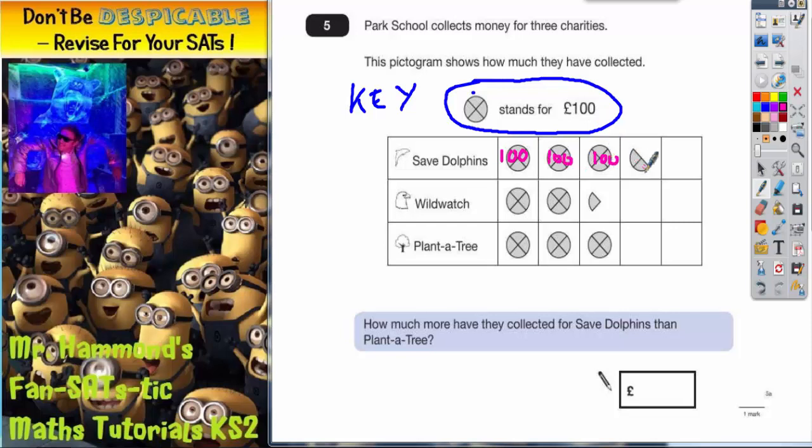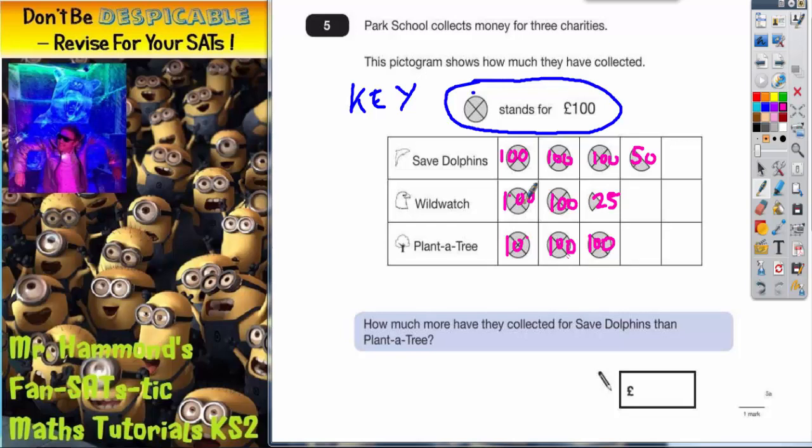This is half a circle, so it must be half of 100, half 100 is 50. Full circle 100, full circle 100, full circle 100, full circle 100, and again we've got a full circle 100. This is a quarter of the circle because it's one out of the four pieces. So a quarter of 100 is 25.